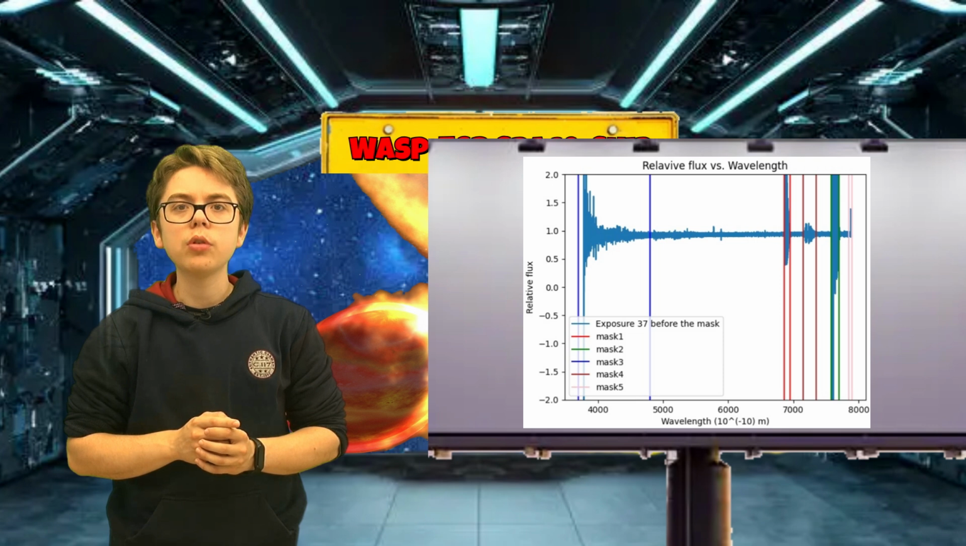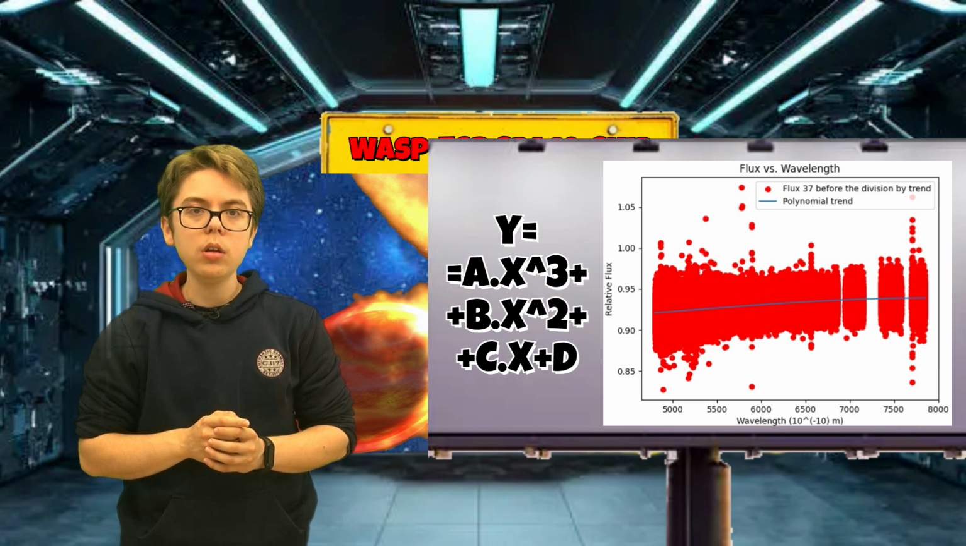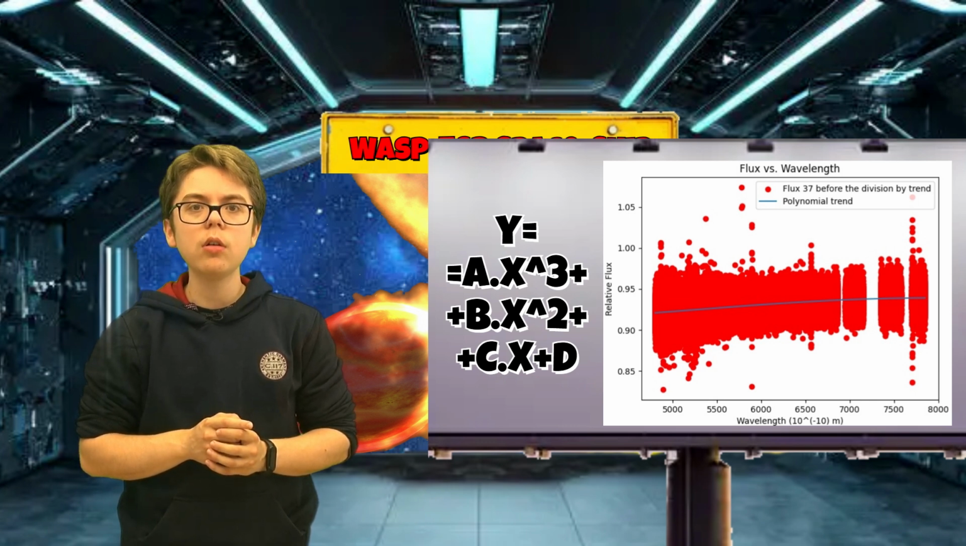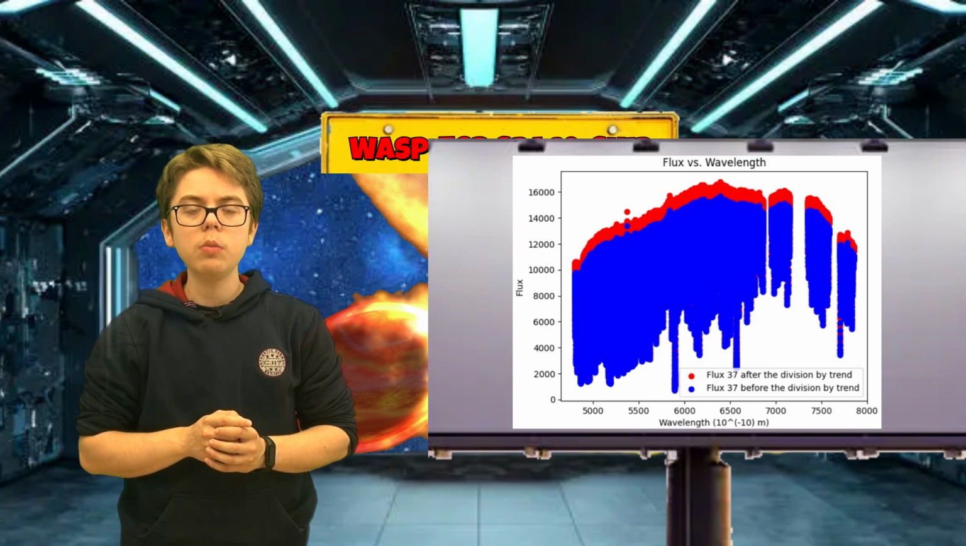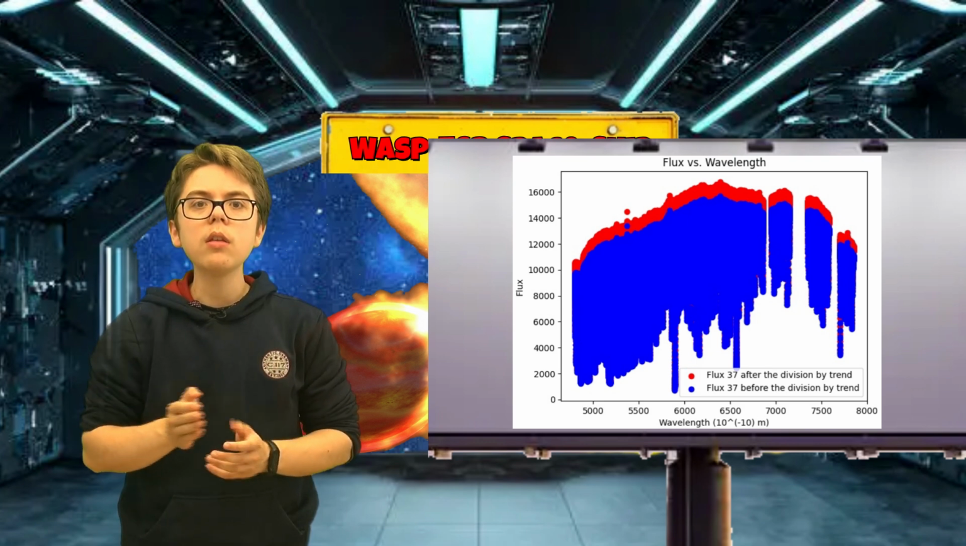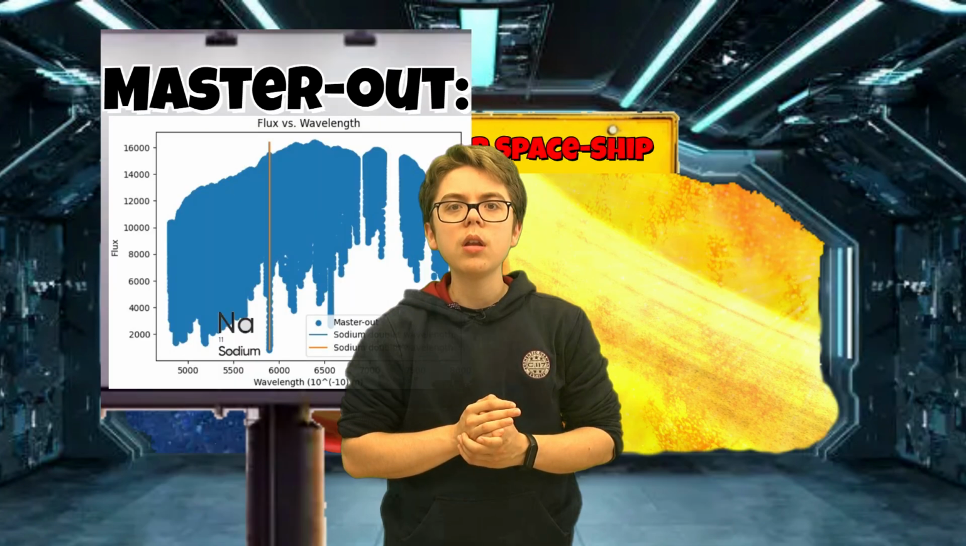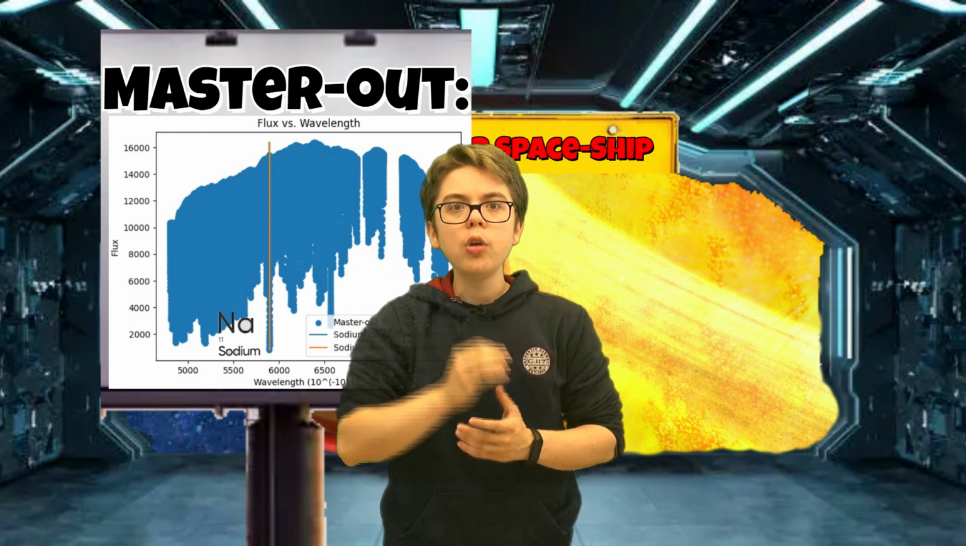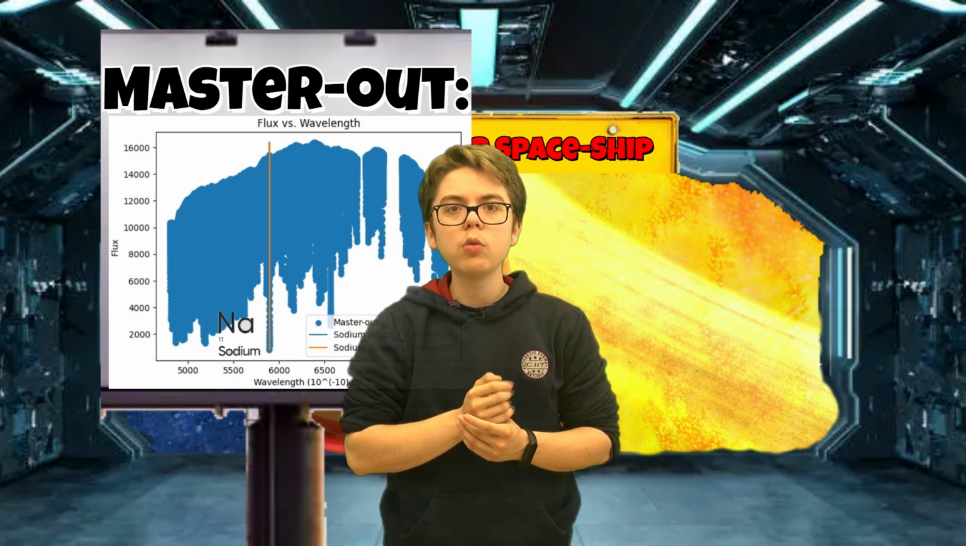After that, it is important to remove the parts of the graphics with strong telluric features. Finally, it is possible to fit the noise with a polynomial function of third degree, and the fluxes before the division were divided by that. The graphic named master out is obtained by doing an average of the flux for each wavelength.